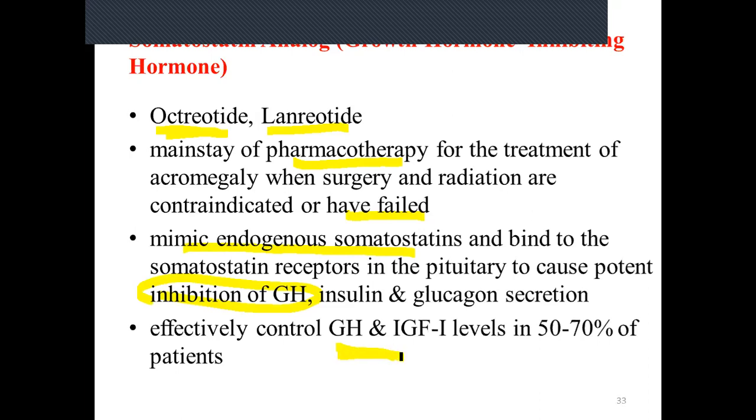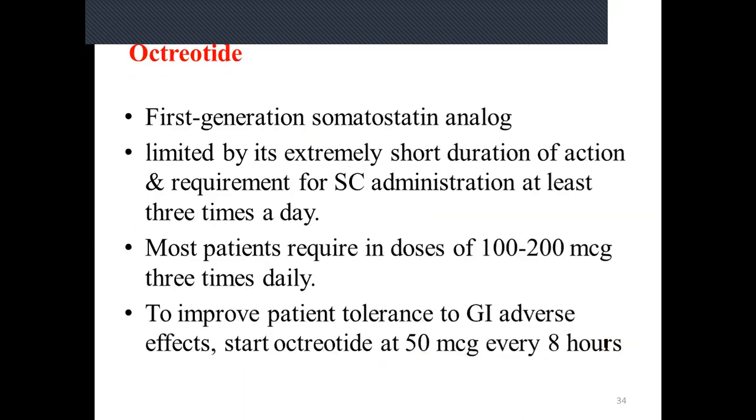Ultimately, it can actually control growth hormone and IGF-1 levels in 50 to 70% of the patients. That is the effect of somatostatin. This one is the first generation, by the way, and it's extremely short-acting, so the patient is supposed to take it at least 3 times a day. Currently, we do have the newer generation somatostatin analogs that can be given once daily. They do have some GI adverse effects, but mostly they are not that bad.